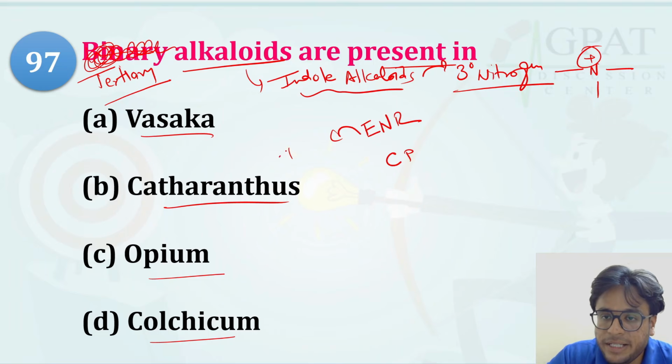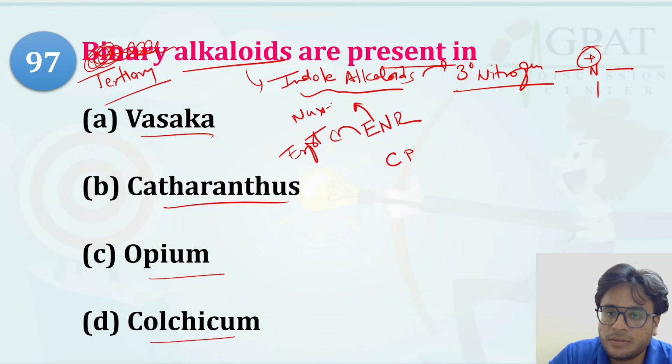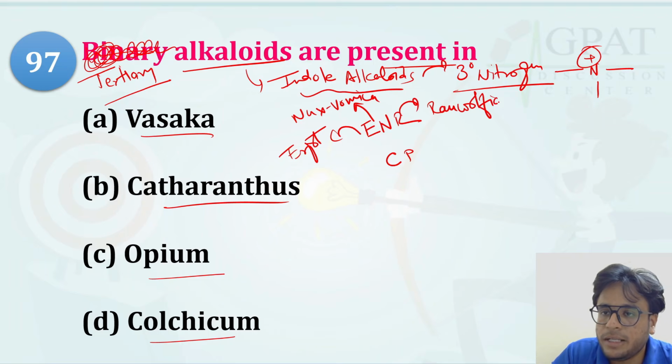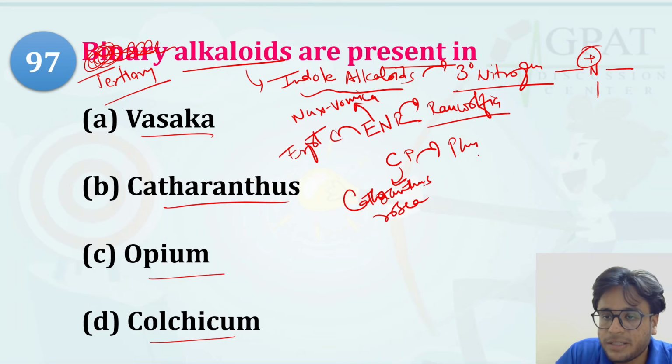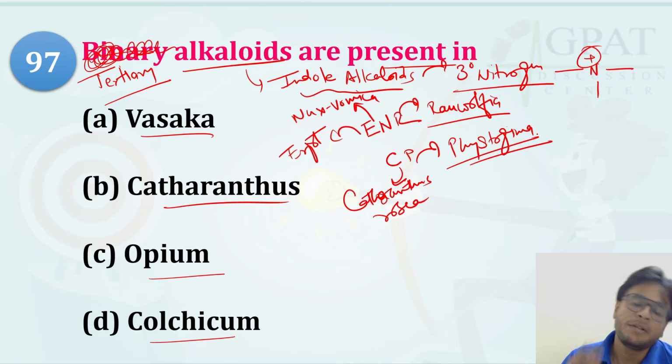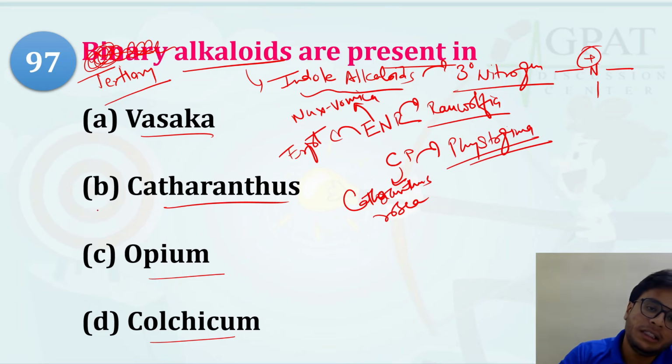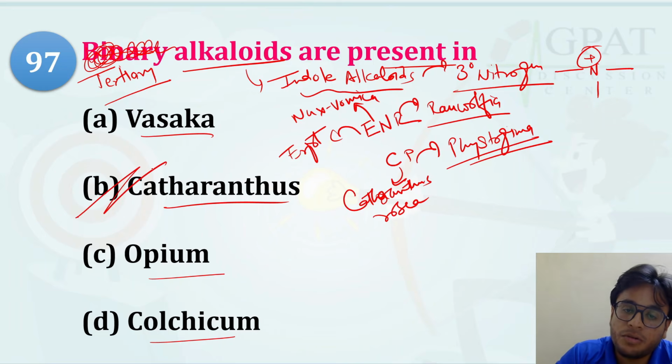E is indicative of ergot, that is a very important plant. N is indicative of Nux vomica. R is mainly indicative of Rauwolfia, isolated from the plant Rauwolfia serpentina. C is mainly Catharanthus roseus or Vinca rosea. And P is indicative of Physostigma, whose biological source is Physostigma venenosum. So the answer for that is going to be B.